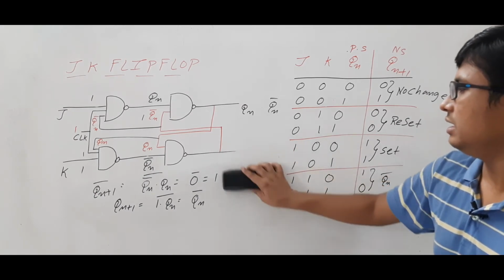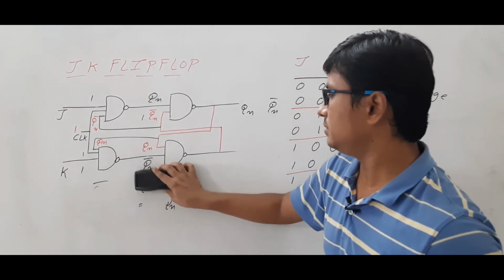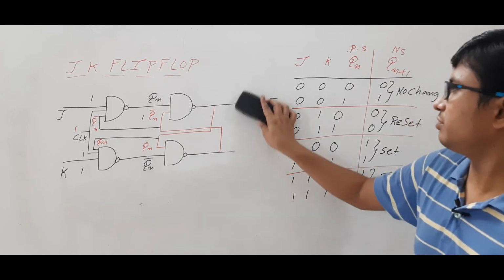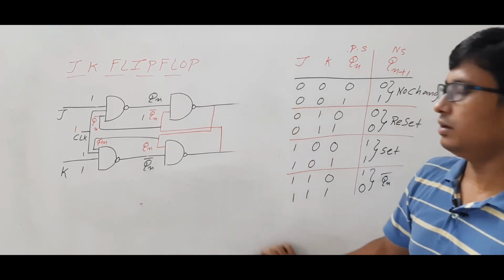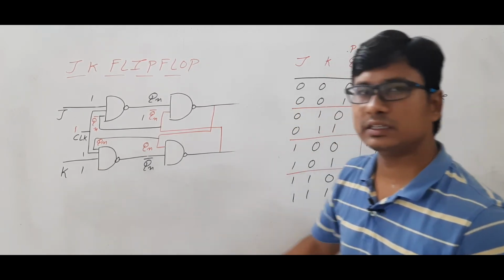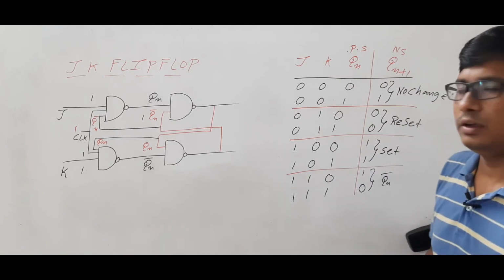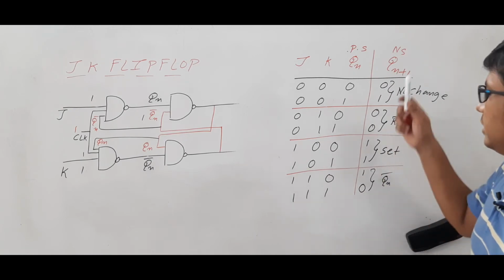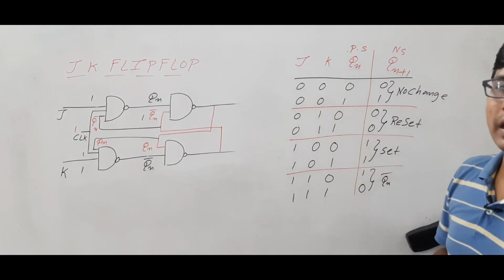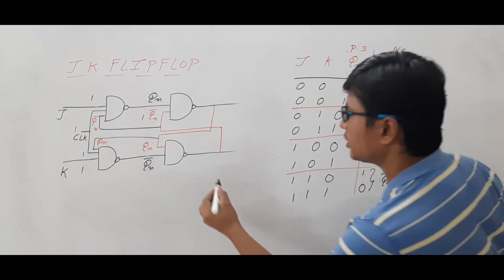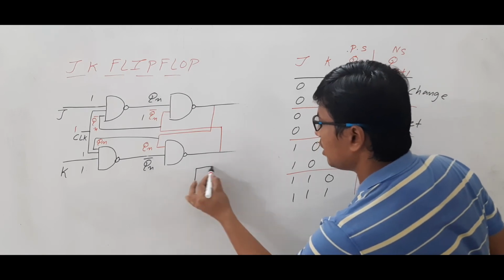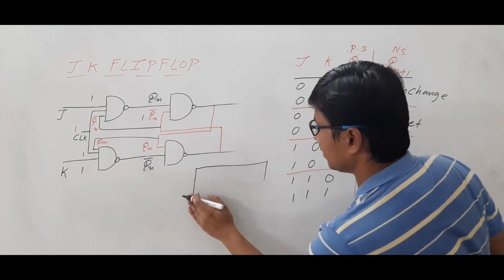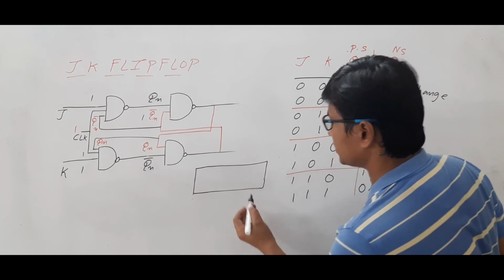Now we will discuss the characteristic equation of the JK flip-flop. How to get the characteristic equation of the JK flip-flop? We have to do the K map using the next state. Now if you look at, we have 3 inputs. What will be the number of cells in the K map? We will have 8 cells in the K map. Let me find those 8 cells first.